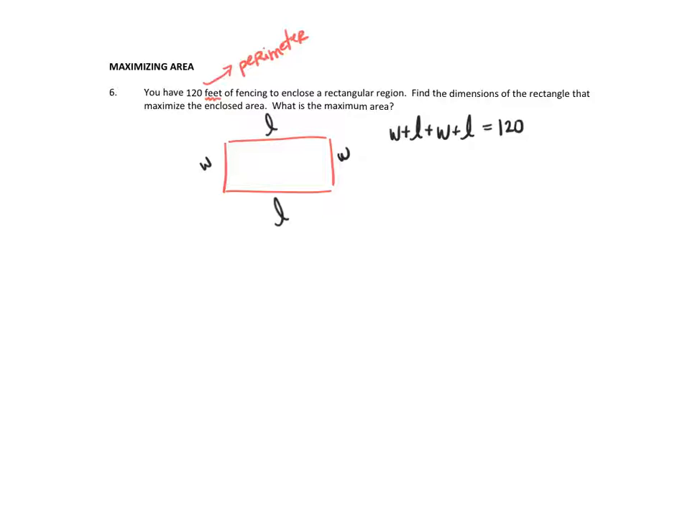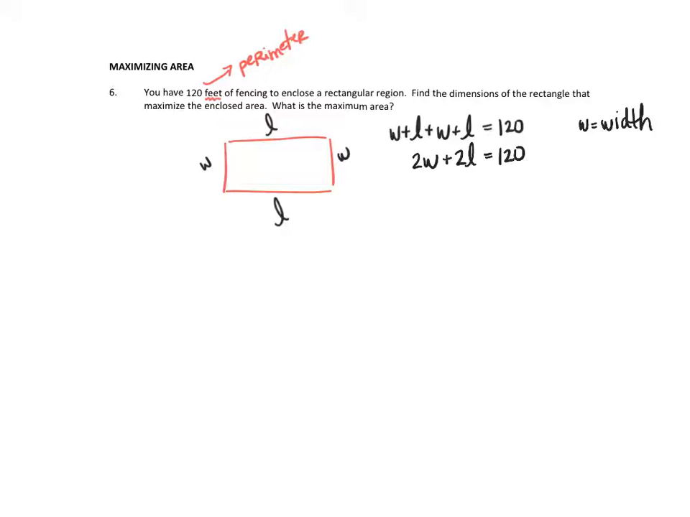Now clearly you can collect like terms, so that's your 2W plus 2L. That's where your perimeter formula comes from. Now let's just say I want W to be the width. You could have picked L, but I'm just going to pick W to be the width.